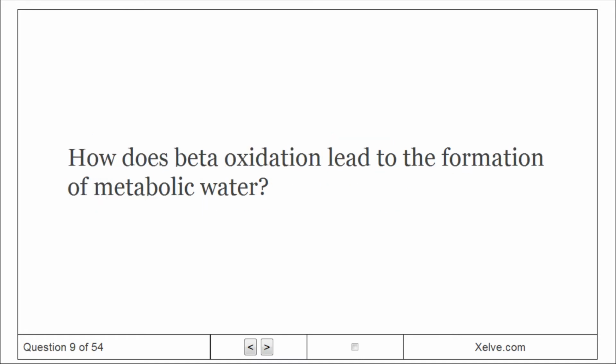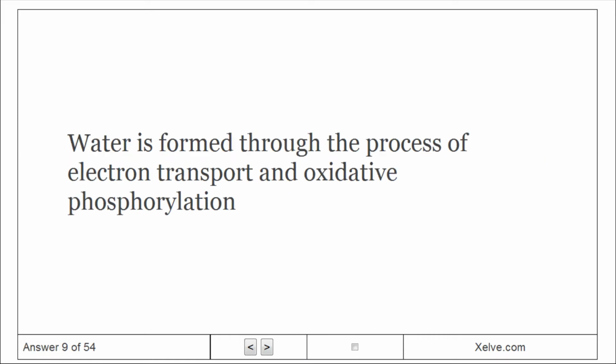How does beta-oxidation lead to the formation of metabolic water? Water is formed through the process of electron transport and oxidative phosphorylation.